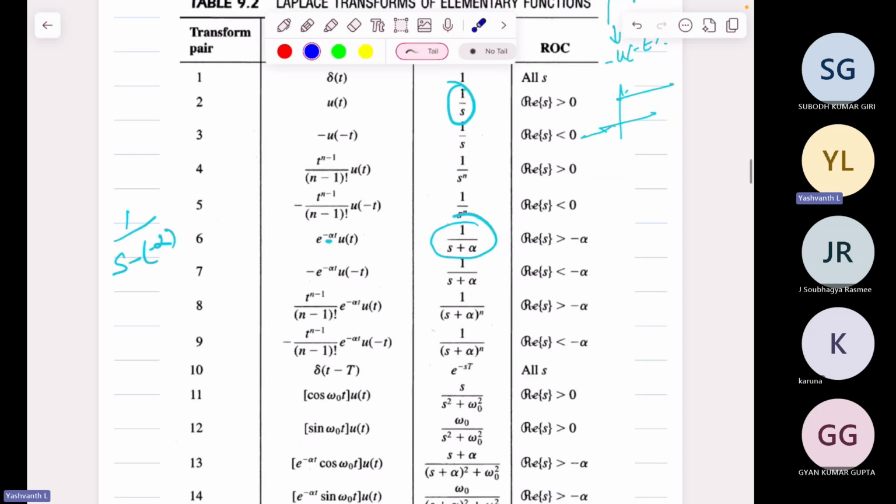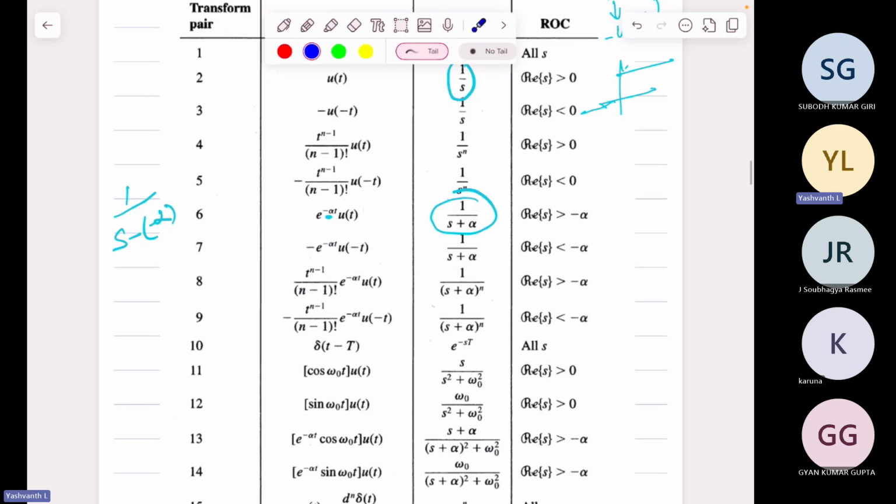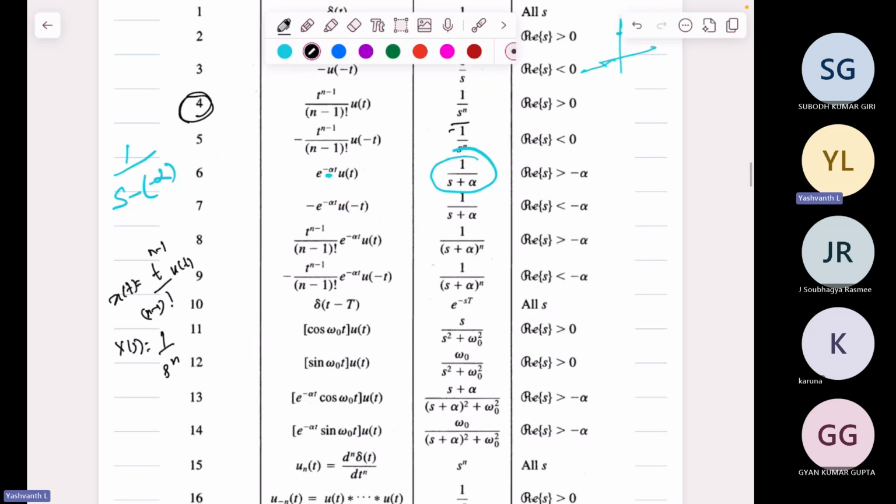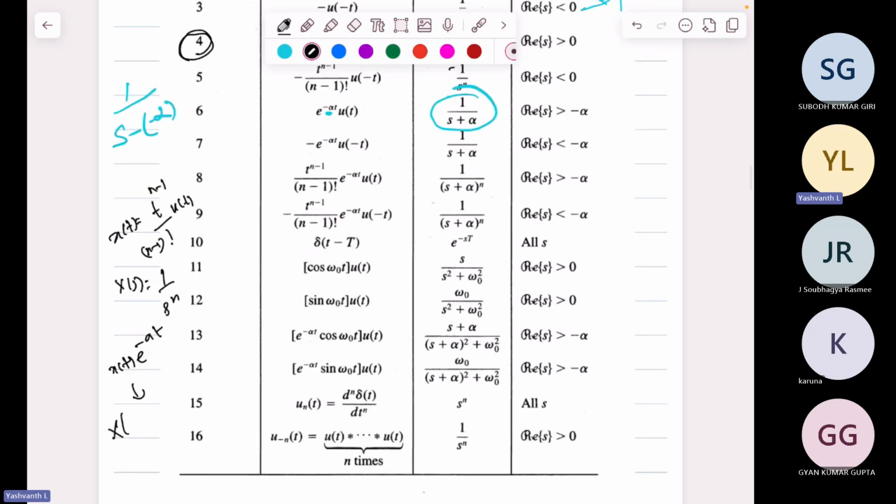So by using the same logic, let me just write down. Let's say your x of t is equal to t power n minus 1 by n minus 1 factorial into u of t, which is basically your basic signal. Then X of s is nothing but 1 by s power n. Now, if you multiply x of t with e power minus alpha t, then what will be the Laplace transform? X of s plus a. S will be replaced by s plus a. So 1 by s power n will become 1 by s plus a power n. And that is exactly what you see here.